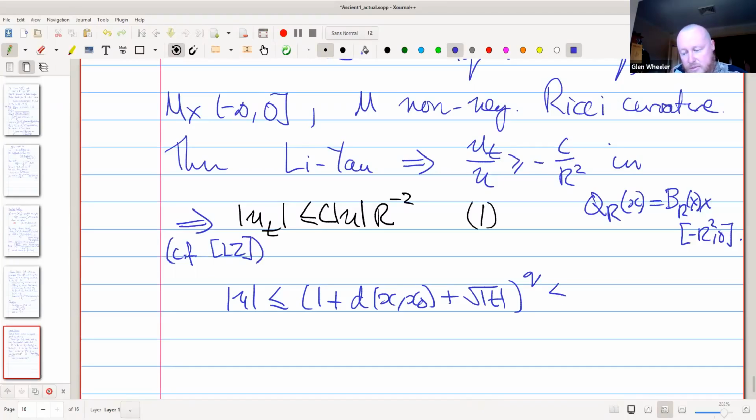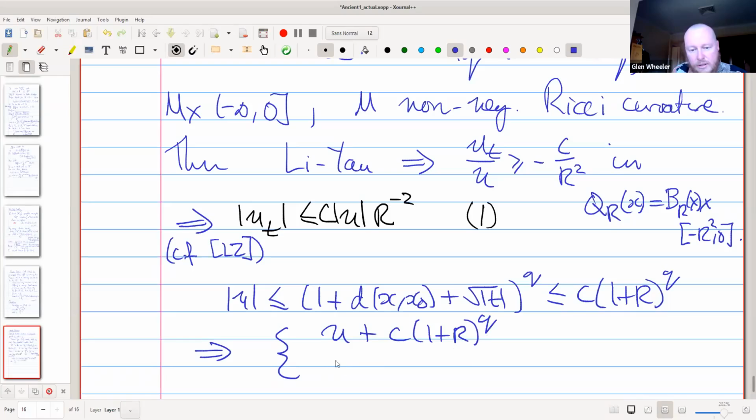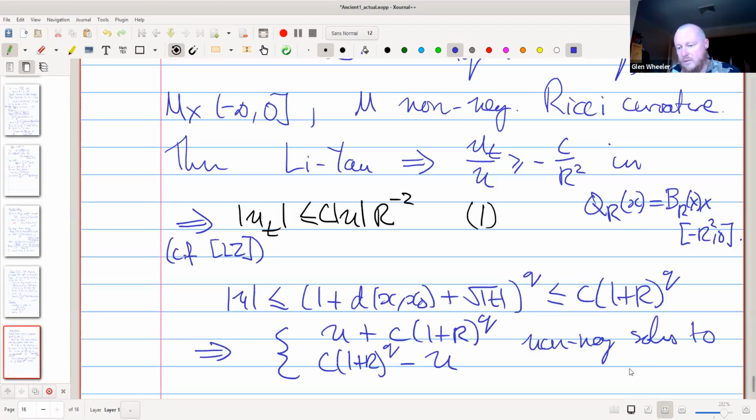This is less than or equal to a constant times (1 plus r) to the q. And then you have these shifts, which I think is the point: u plus c times (1 plus r) to the q, and c times (1 plus r) to the q minus u. These are non-negative solutions to the heat equation.